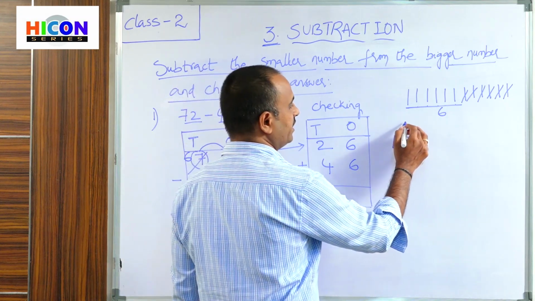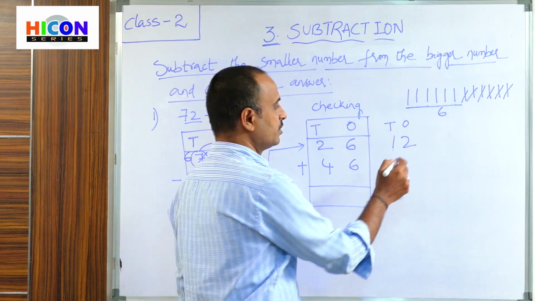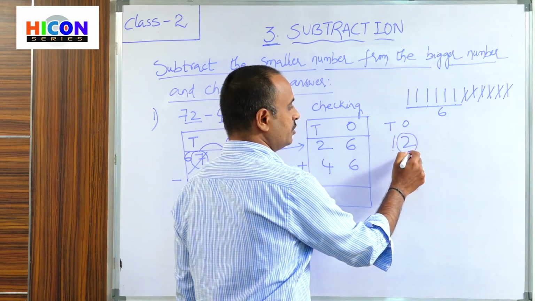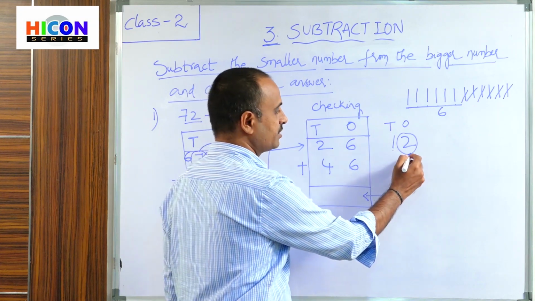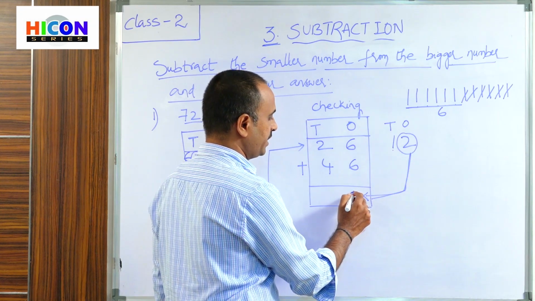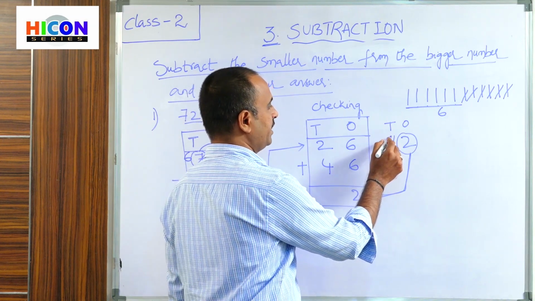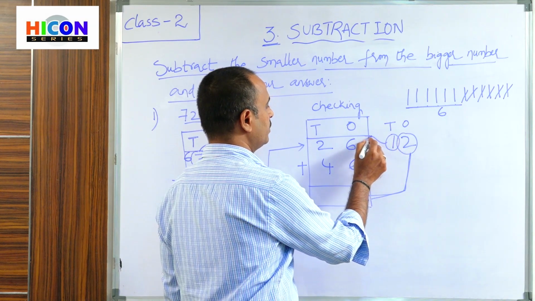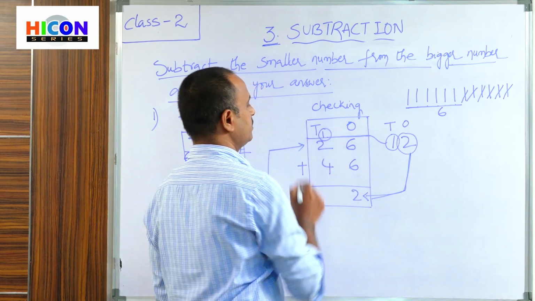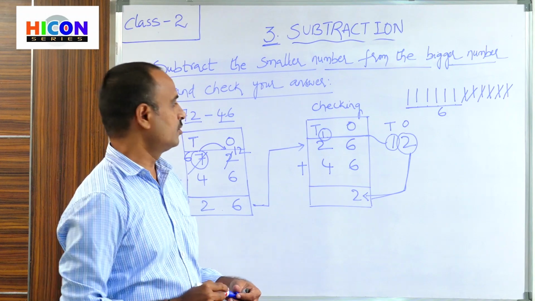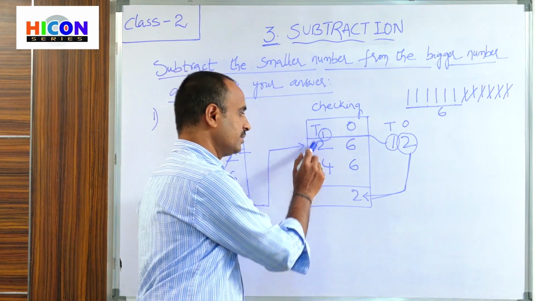Here 2 is present in the ones place, 1 is present in the tens place. So write this 2 under the ones place because 2 is present in the ones place. Here 1 is present in the tens place. So carry this 1 to the tens place. So now there are 3 digits under the tens place. So add these 3 digits.